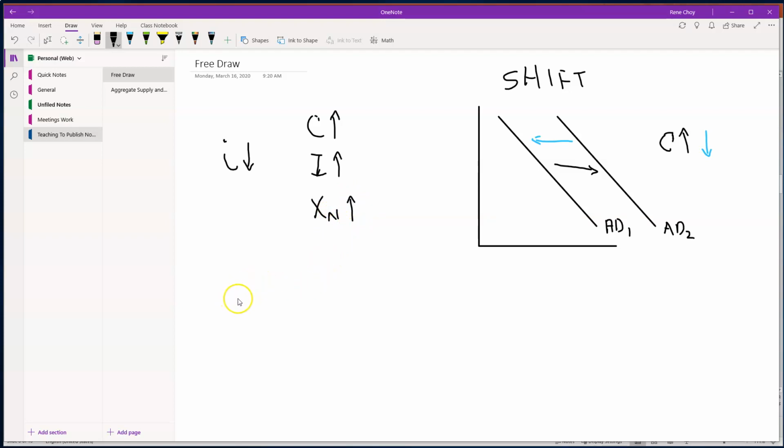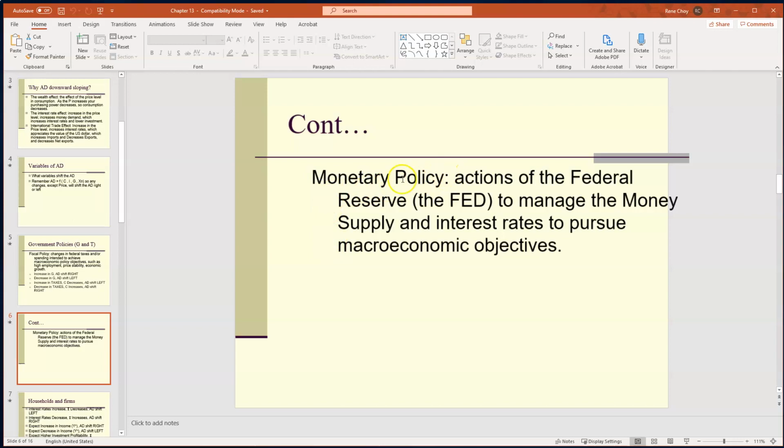The opposite is also true. If the interest rates increase, then you're going to see a general decrease in the level of consumption, or a slowdown. You'll see a decrease in the level of investment, and you'll see a decrease in the level of net exports. So basically, by manipulating interest rates, the Federal Reserve can create actual changes in economic activity, which will create shifts in the aggregate demand. So that's what we call monetary policy.